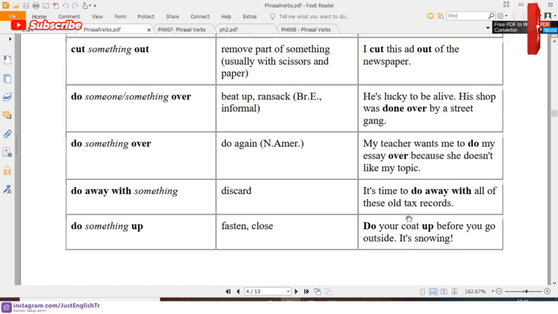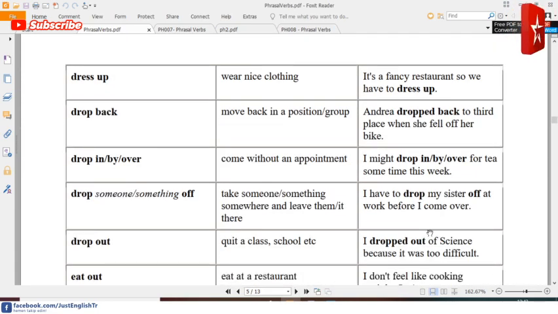And do something up, fasten, it means close. Do your coat up before you go outside. It's snowing. Alright. Dress up means wear nice clothing. It is a fancy restaurant, so we have to dress up.